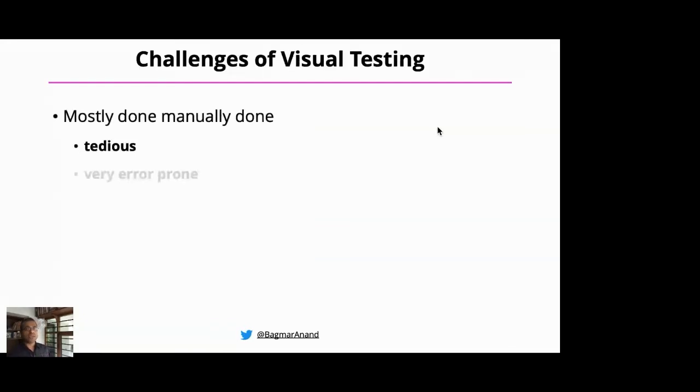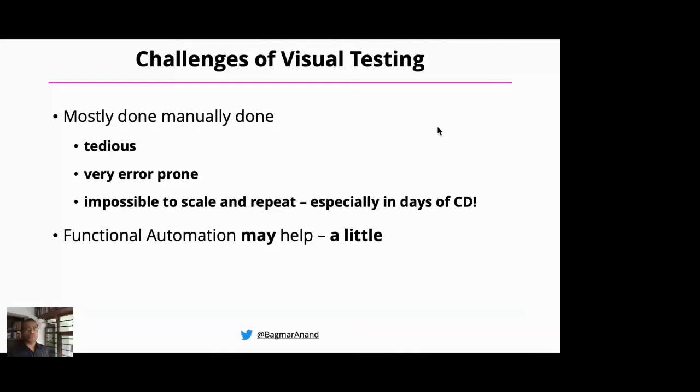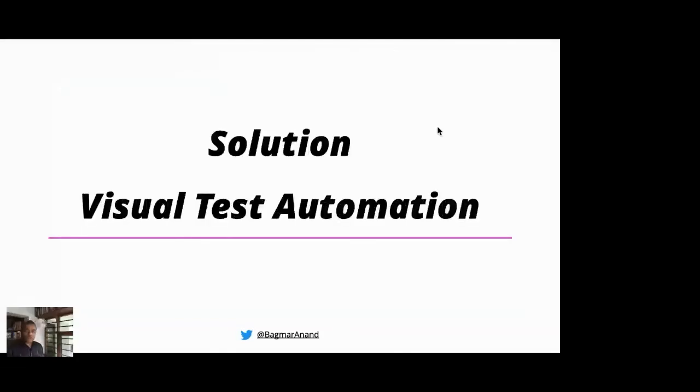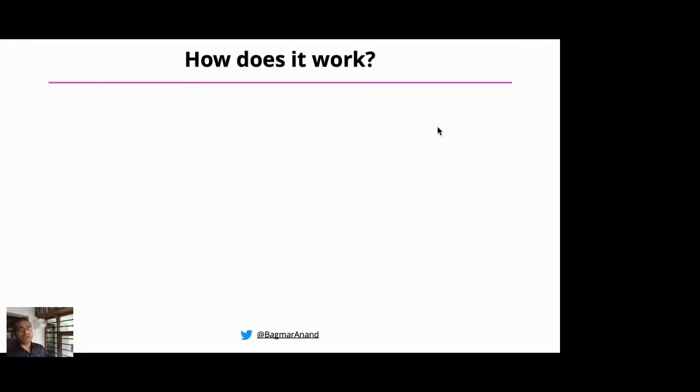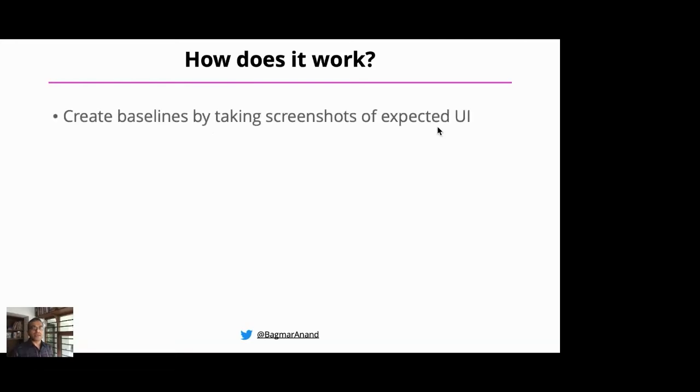So over here, this is where I would like to present to you how visual test automation can work to solve this problem. The first thing that visual automation needs to do is create baselines, and that is typically done by taking screenshots of the expected UI. When you have created these baselines, you would compare the screenshots when the test runs the next time with the baselines and see if there is a match or not.